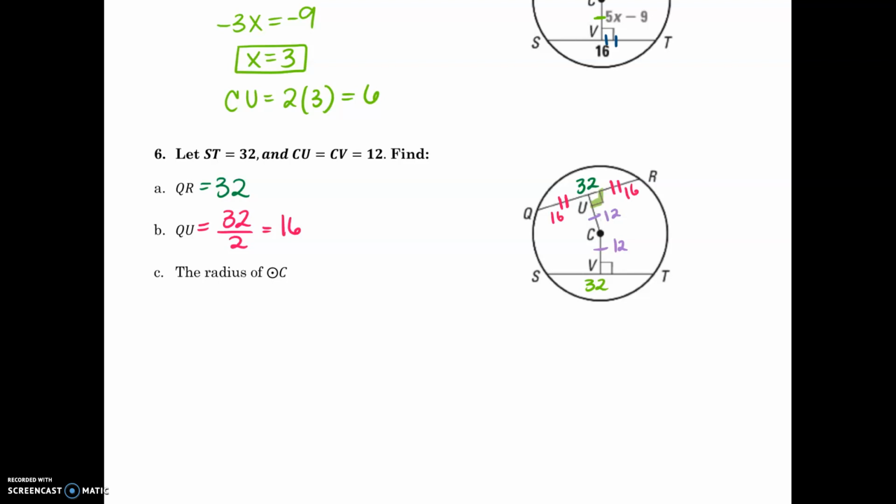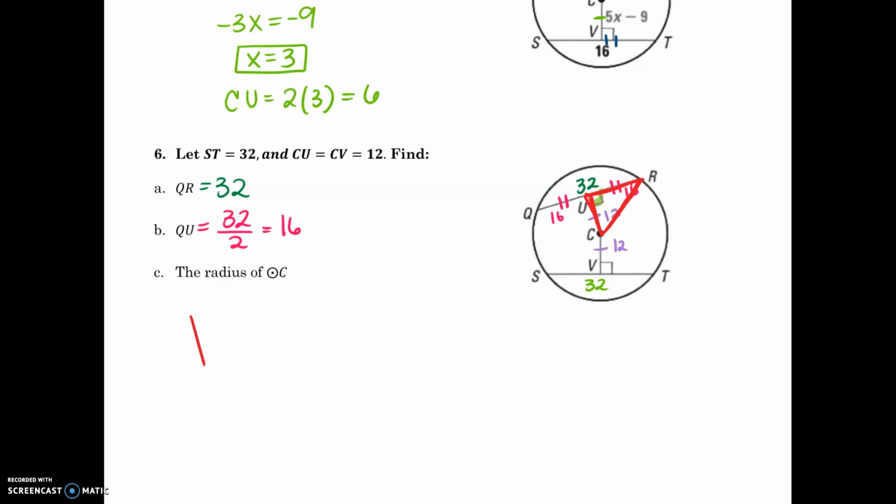Lastly, we want to find the radius of C. So whenever they ask us to find the radius of a circle, we're actually going to have to use the Pythagorean theorem and form our own right triangle. So I'm going to draw a radius of the circle, and I'm going to form a right triangle. So from the center of the circle, I'm going to draw my radius out to point R. So now I've formed a right angle by drawing my radius.